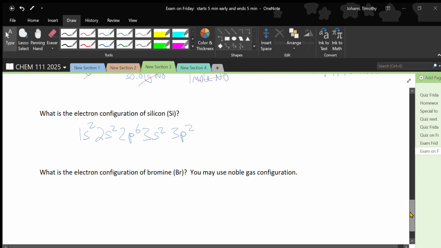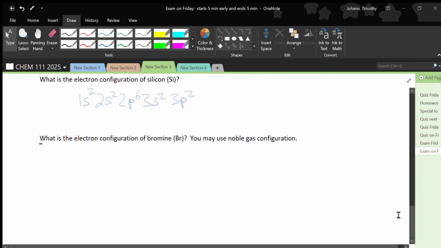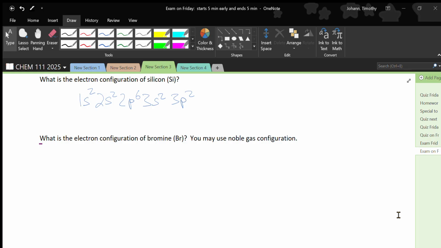All right, let's have you guys do this one. You don't have to use noble gas configuration. I'll give you a minute. Then I'll do it. It'll be a lot shorter if you use noble gas configuration.